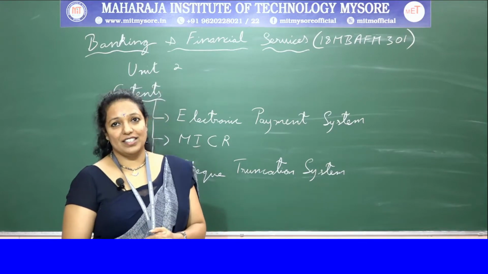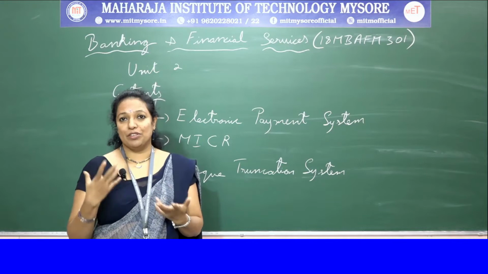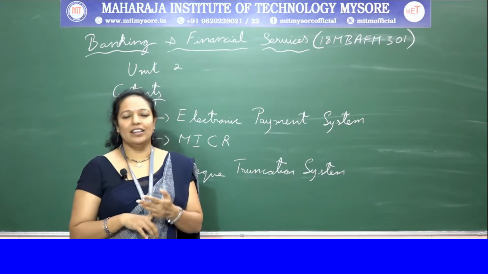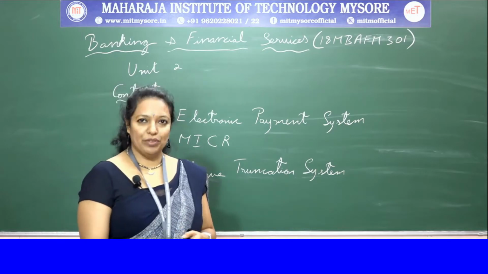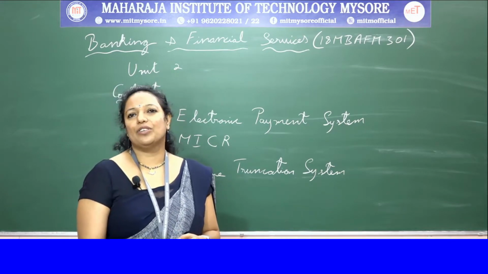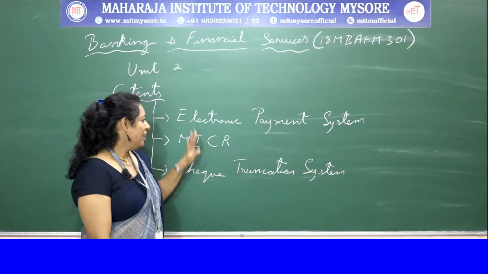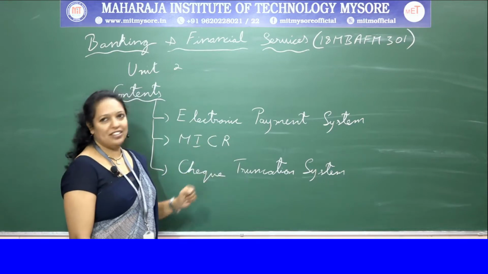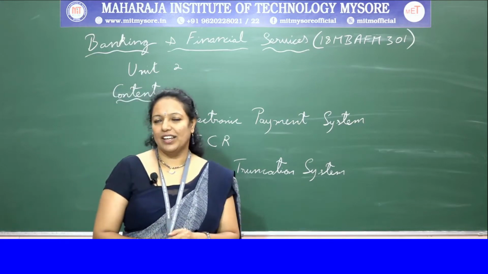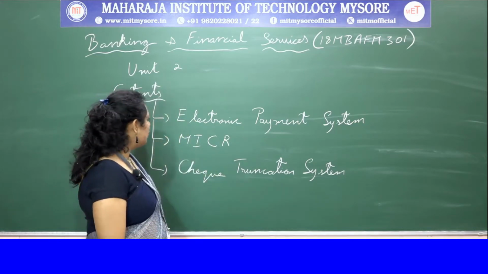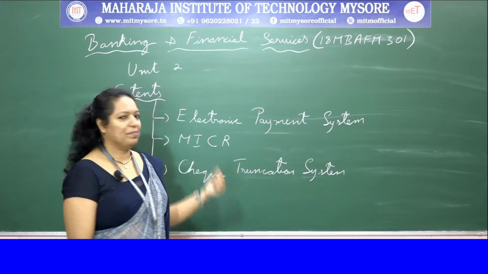Previously, we have discussed certain concepts of Unit 2, that is debit card, credit card and smart card. In today's class, we will be moving ahead with electronic payment system, MICR and check truncation system. These are the three topics which we will be discussing today. Let's begin with the electronic payment system.